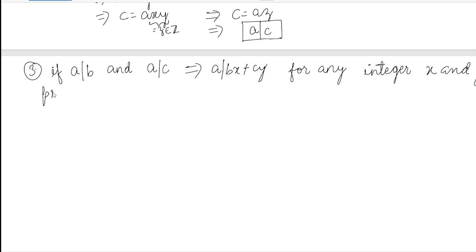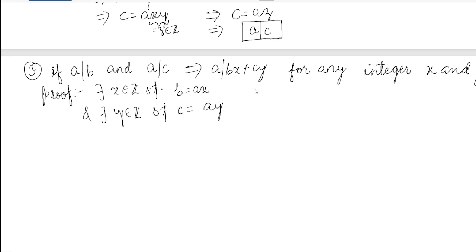Now we are going to prove this theorem. A divides b implies there exists x belongs to z such that b is equal to ax. Similarly, there exists y belongs to z such that c is equal to ay, as a divides b, as a divides c.